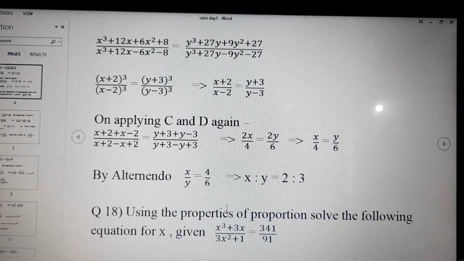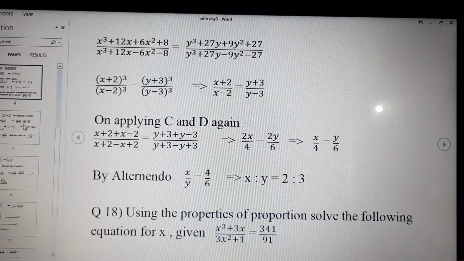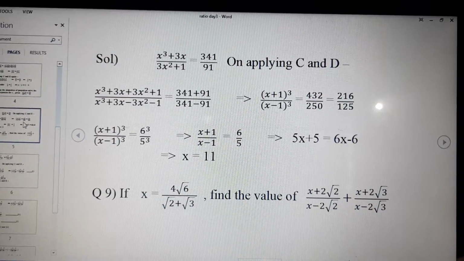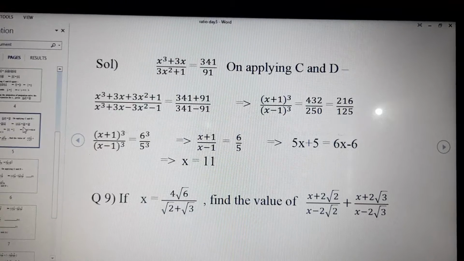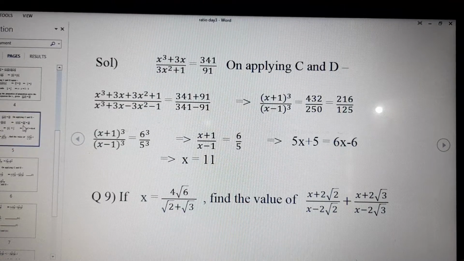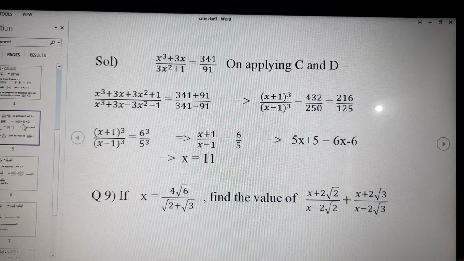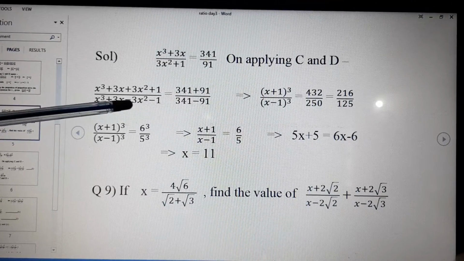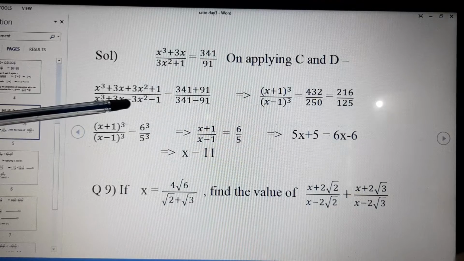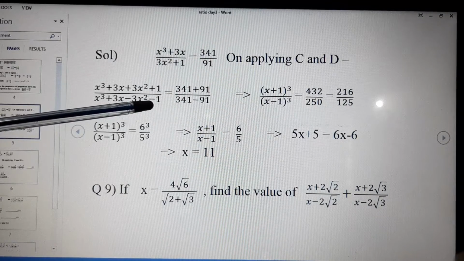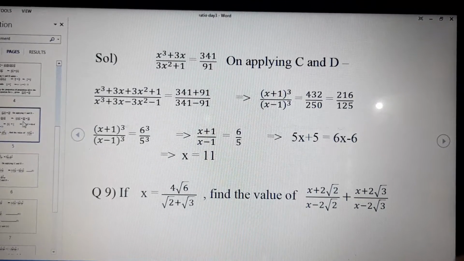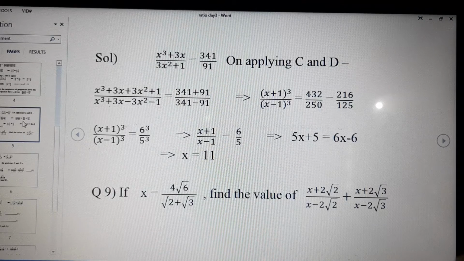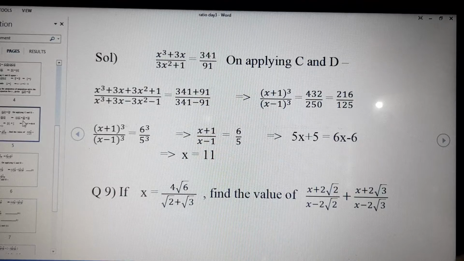If we apply componendo and dividendo, then what will happen? Numerator plus denominator, that means x cube plus 3x square plus 1, divided by numerator minus denominator: x cube plus 3x minus, because of the minus sign, 3x square and plus 1 will be converted to minus 1, is equal to 341 plus 91 divided by 341 minus 91.